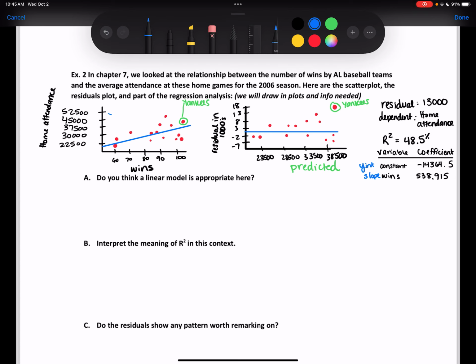Do you think a linear model is appropriate here? What do we think, looking at this one? Yes, because it's not really strong. It's kind of spread out, probably more moderate, but it is still linear. So although it's not strong, it is linear. So the model is appropriate.